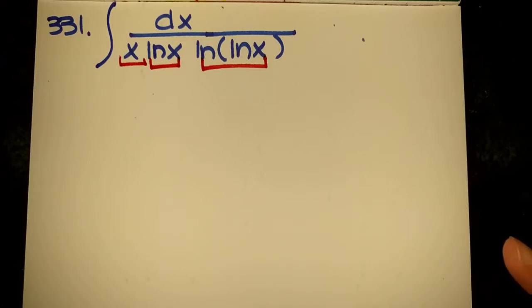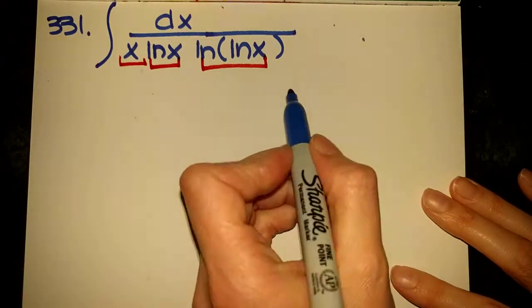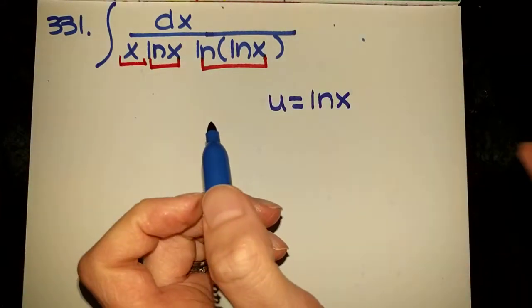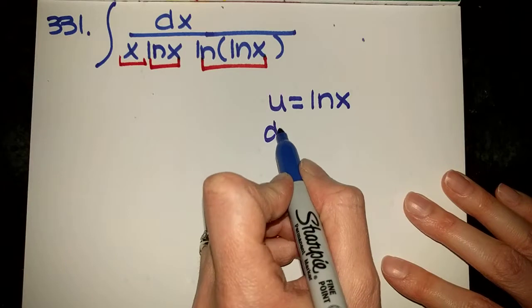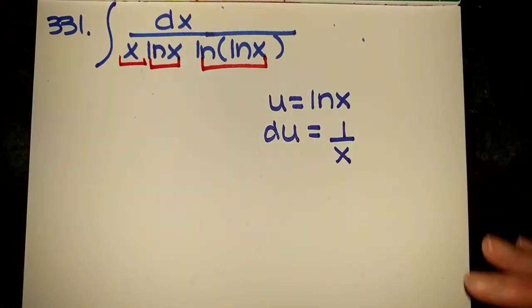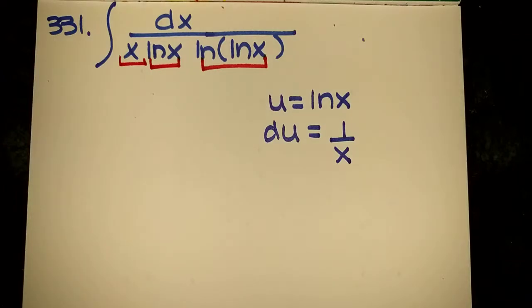There are two ways of doing this. You could just say I'm going to pick u as natural log x, the quantity in parentheses. Then our du would be 1 over x. And I think that honestly is how most people would approach it. They just say, let me pick u as natural log x.